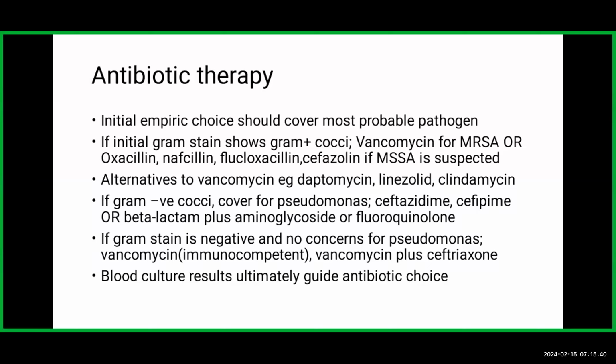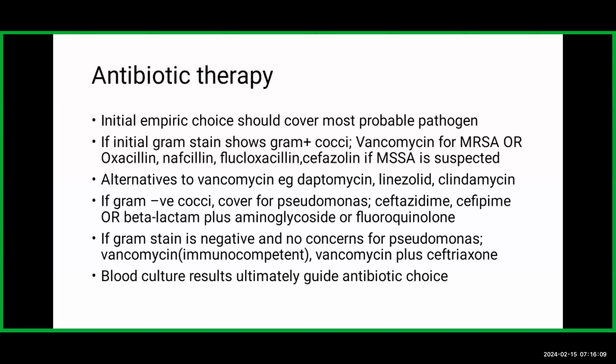And then if it's a gram-negative cocci, we need to cover for Pseudomonas, and the antibiotics could be ceftazidime, cefepime. And then we could combine a beta-lactam like the flucloxacillin you mentioned earlier with an aminoglycoside or fluoroquinolone. So for this index patient, I actually went more with fluoroquinolones because she's elderly, has other comorbidities. So I'll avoid the aminoglycosides in her to prevent any renal deterioration.